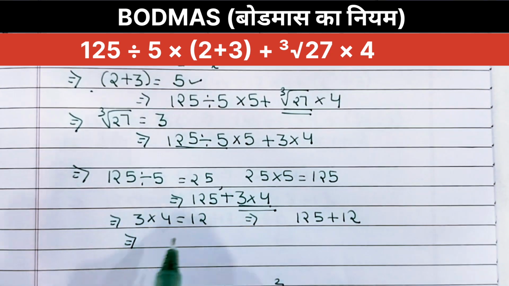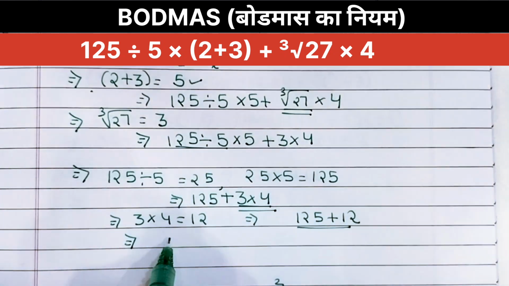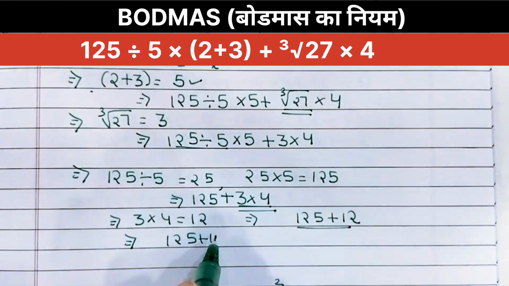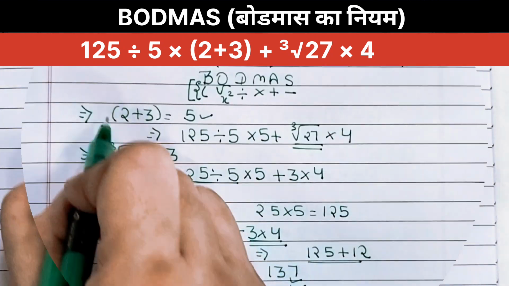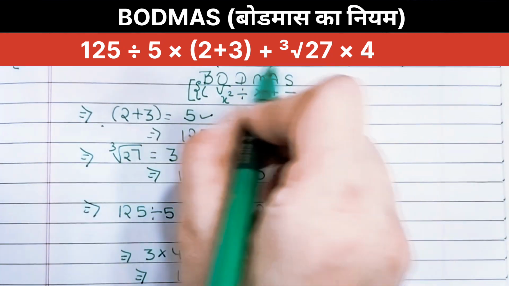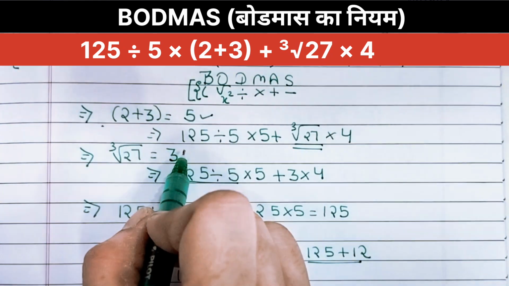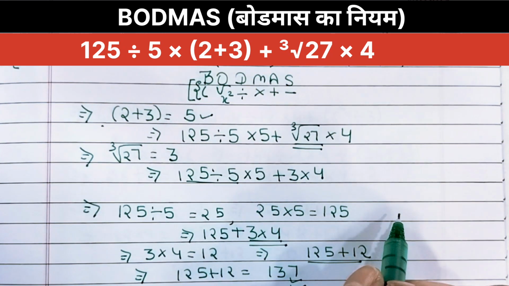Now finally we add the values, combine the remaining numbers, which is 125 plus 12, which gives you 137 as a final result. So now according to this expression, by using the BODMAS sequence, the final simplified answer of this expression is 137. And I hope it is clear.